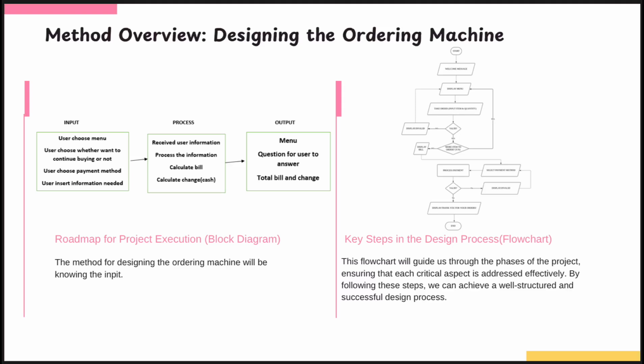The one on the right is our flowchart and the key steps in the design process. This flowchart will guide us through the phases of the project, ensuring that each critical aspect is addressed effectively. By following these steps, we can achieve a well-structured and successful design process for this ordering machine.